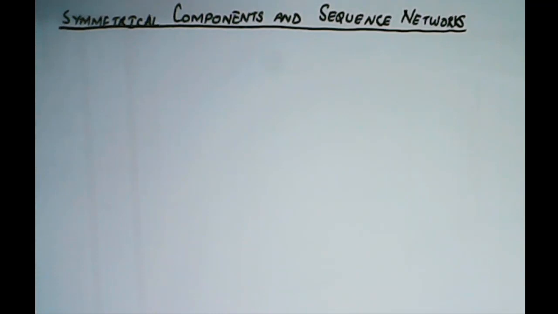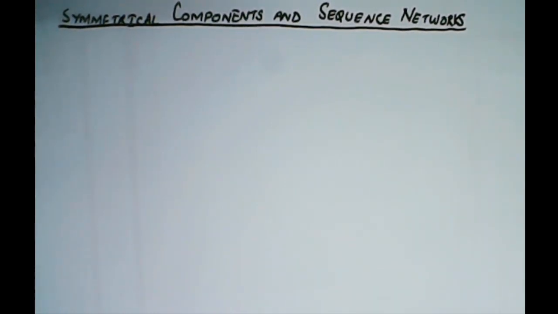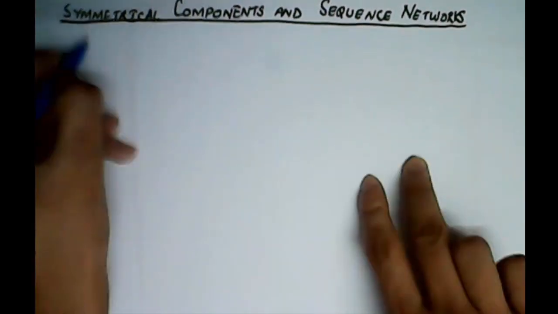We need to convert this unbalanced set of phasors into a balanced set, because we know that voltage and current in AC systems are both phasors. So what we are trying to find is a method by which we can convert an unbalanced set of phasors into a balanced set of phasors, so that we can analyze just one phase and predict the behavior of all the remaining phases. And this is where the Fortescue theorem comes into play.